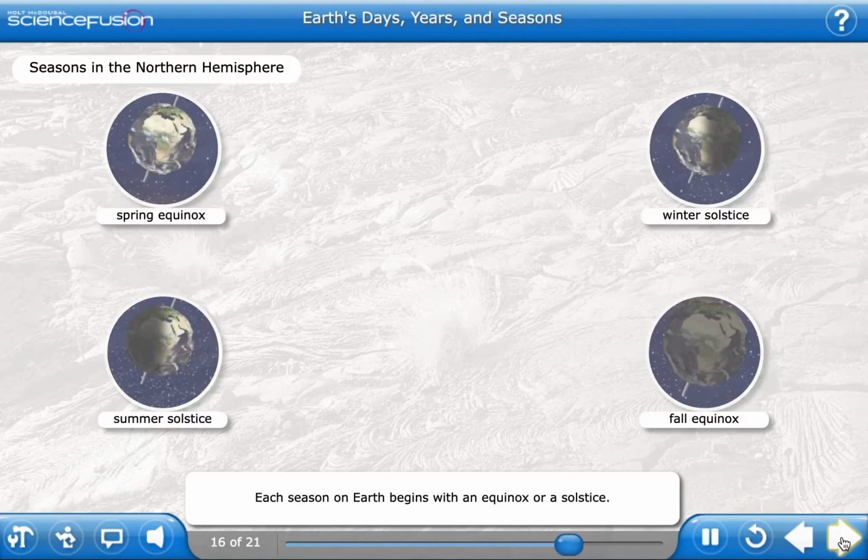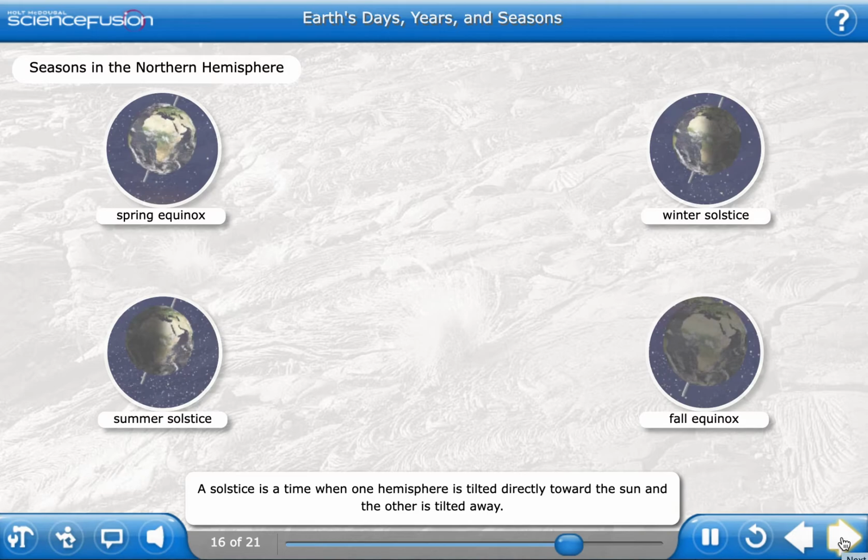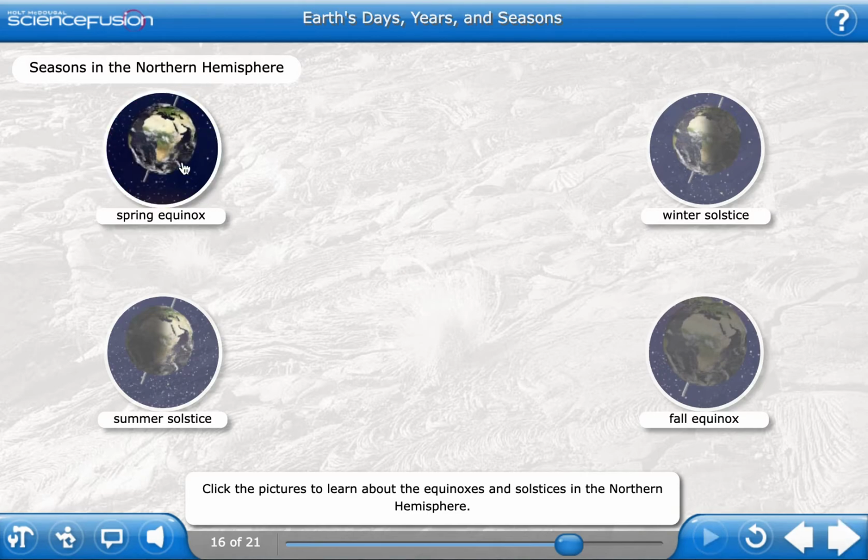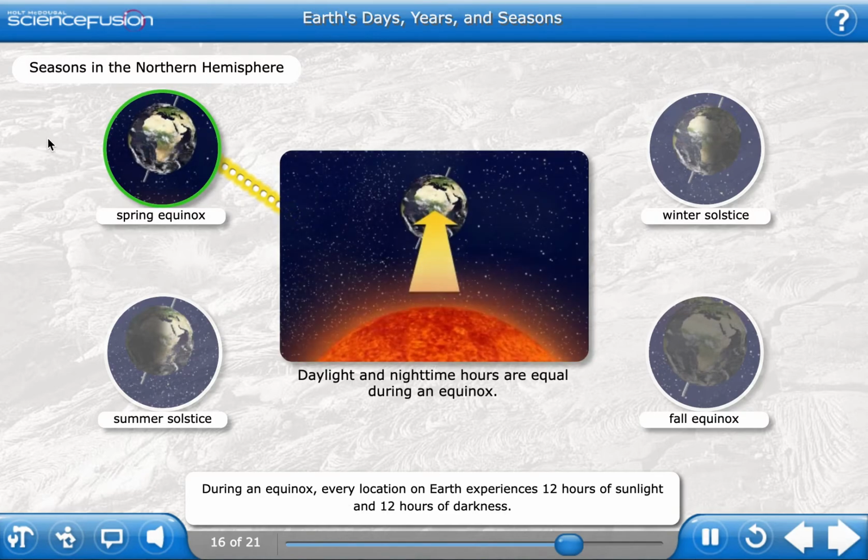Each season on Earth begins with an equinox or solstice. An equinox is a time when neither hemisphere tilts toward the sun. A solstice is a time when one hemisphere is tilted directly toward the sun and the other is tilted away. Click the pictures to learn about the equinoxes and solstices in the northern hemisphere. During an equinox, every location on Earth experiences 12 hours of sunlight and 12 hours of darkness.